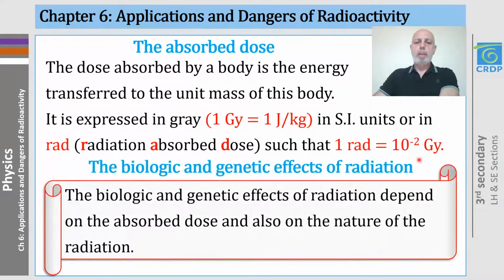Now, what about the biologic and genetic effects of radiation? It depends on the absorbed dose, of course, but on the nature of the radiation also. For example, for the same absorbed dose, alpha rays are 20 times more dangerous than beta rays.